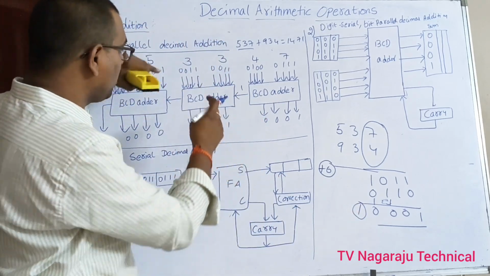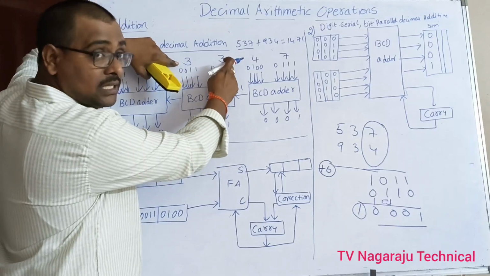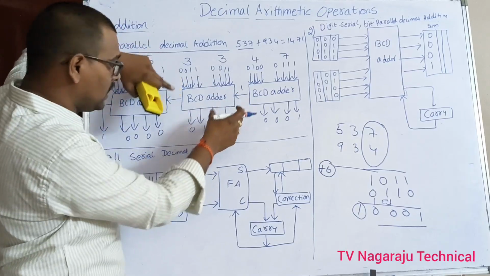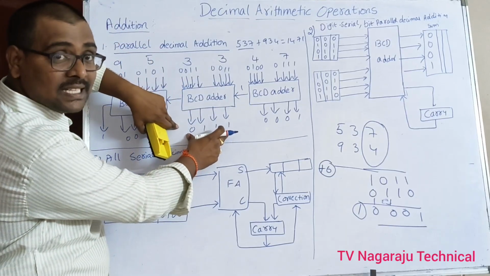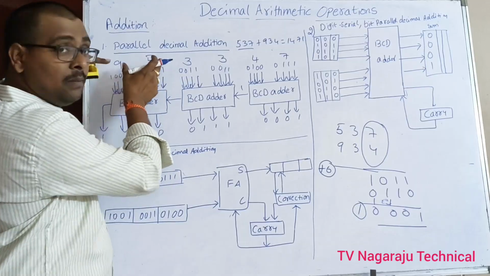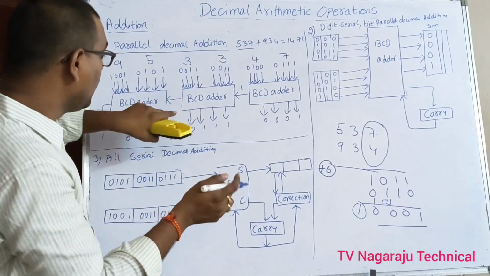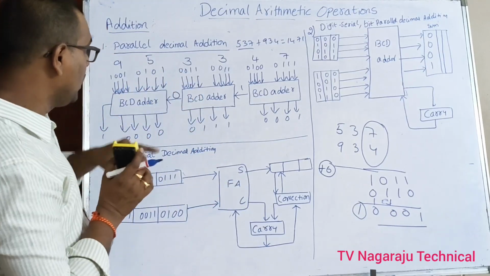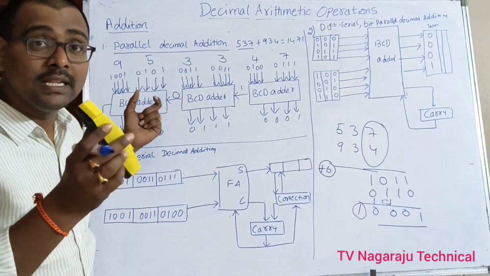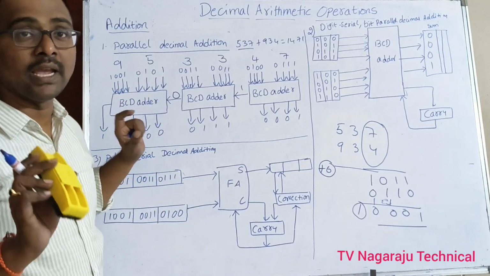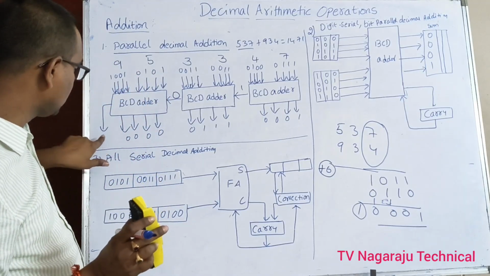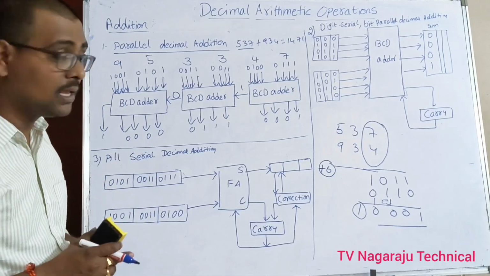In the next step, what are we doing? 3 plus 3, 6, and the carry 1, 7. Directly 7, it is less than 9. In the next step, 9 plus 5, that is 14. Here carry is 0. 9 plus 5, 14. It is greater than 9. So simply we are adding 6, and we have a carry. Now what is the thing here?